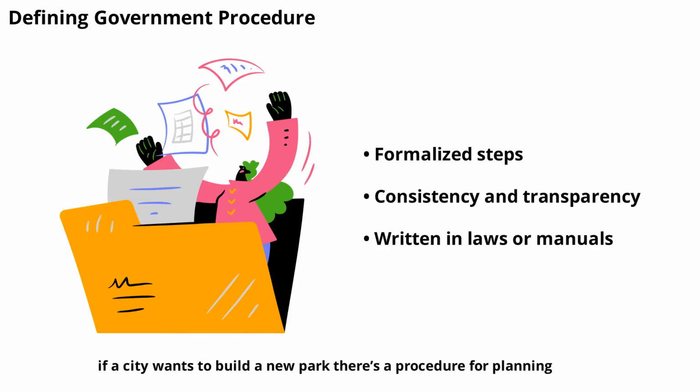For example, if a city wants to build a new park, there's a procedure for planning, budgeting, getting public input, and finally, construction. Each step is designed to ensure that the process is fair and accountable.